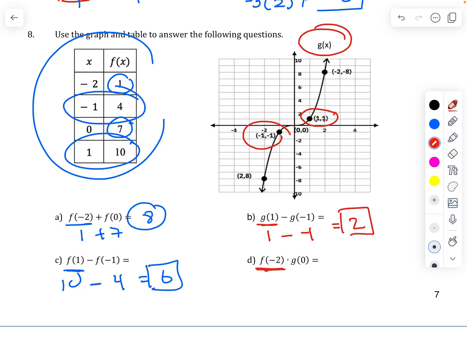And the last one, I'm going to use f first, so f of negative 2 is 1. G of 0, 0 is right here. Notice the point on the graph is (0, 0), so the matching y is 0, so this is 0.